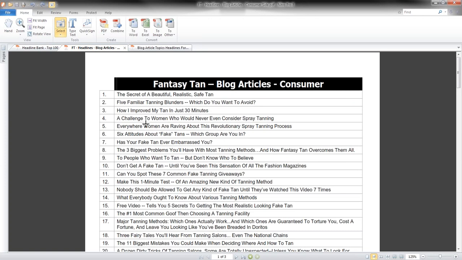And then you, as an expert, would sit down and say, okay, what are some of the things that people do wrong in tanning? Well, one of them is they use cheap products that make them look orange. Number 2 is they use tanning beds, which makes them get cancer. Number 3 is they use lotions, which makes the palms of their hands turn orange. Number 4, oh, let's see, I can only think of 3. Okay, then change it. 3 familiar tanning blunders. Which do you want to avoid? Whatever, right? You see how this works?